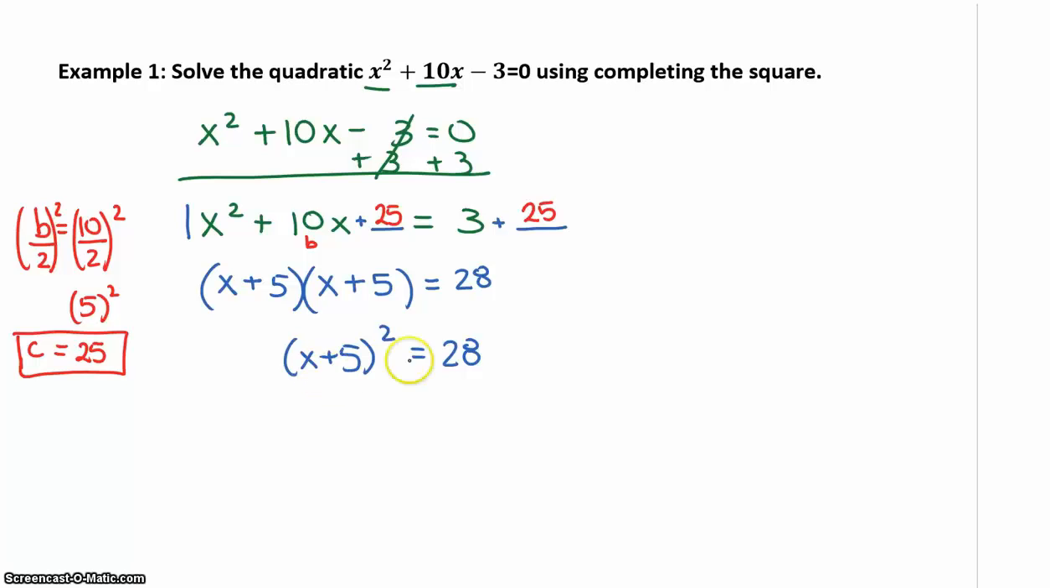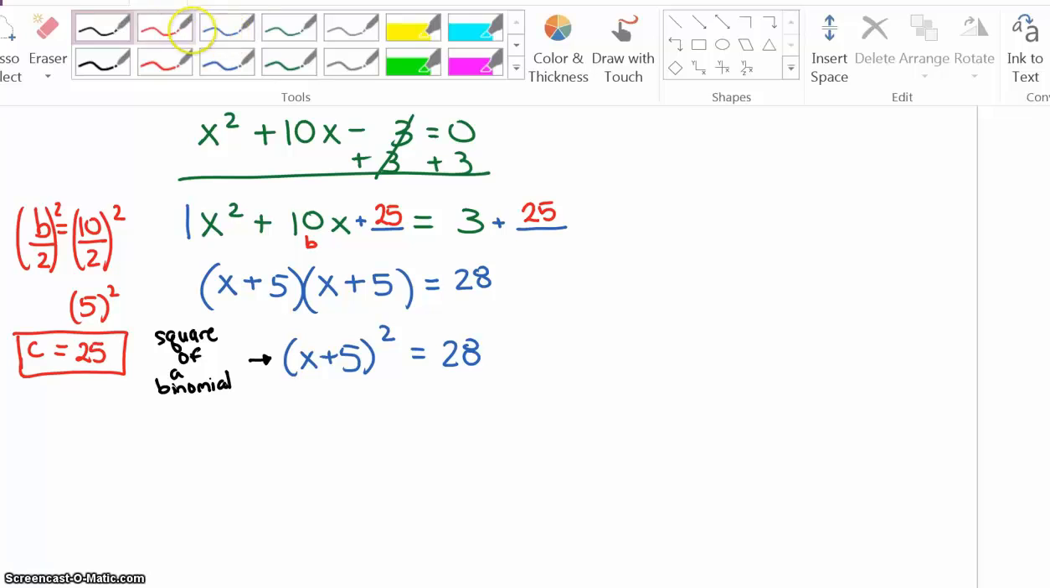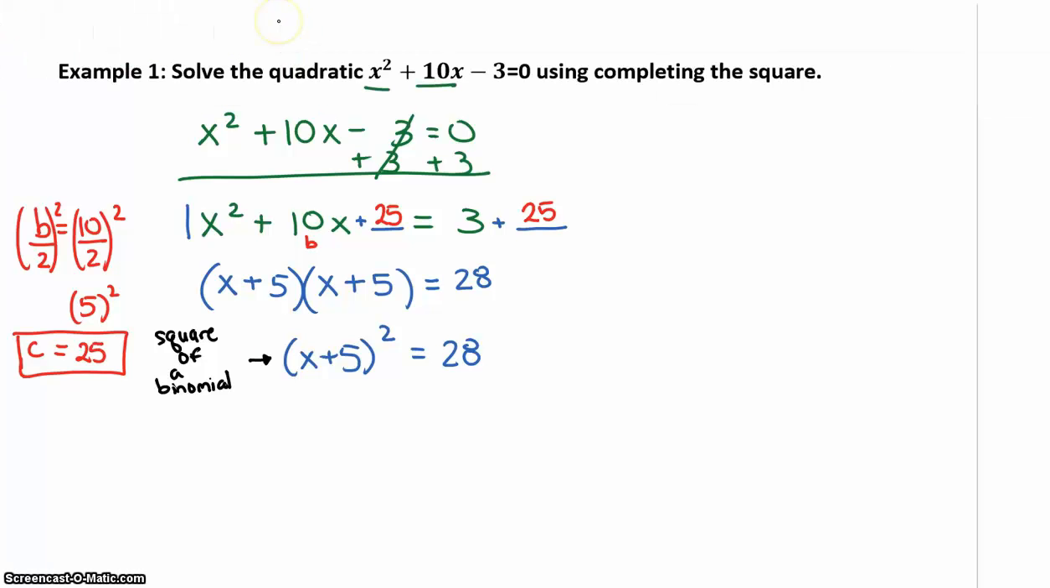Right now, this part right here is a square of a binomial. So once you get that, you know you've completed the square correctly. Now what we do is what we learned in the square root method. We're going to take the square root on both sides. We get x plus 5, because square and square root cancel, equals plus or minus square root of 28, which we'll simplify in a minute.